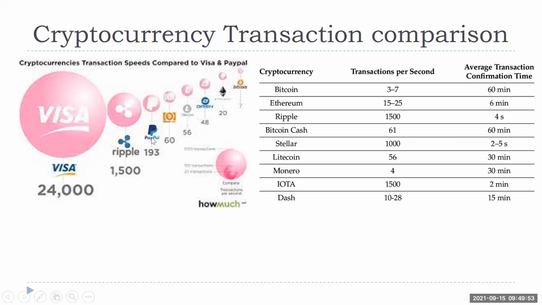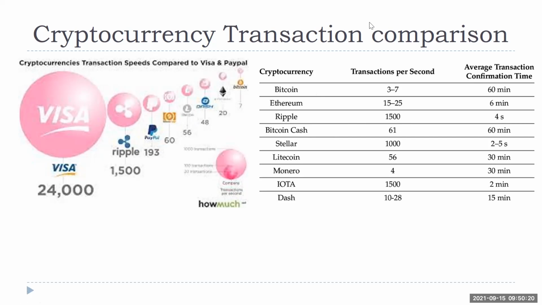Similarly, if I say PayPal, around 193 transactions per second. But think about Bitcoin, around 3 to 7 transactions per second. Ethereum, around 15 to 25 transactions per second. Ripple is good, so one of the big advantages of using Ripple is its transaction speed, around 1500 transactions per second.